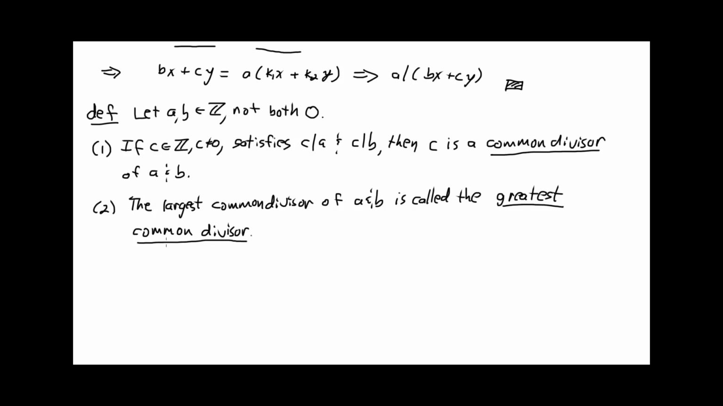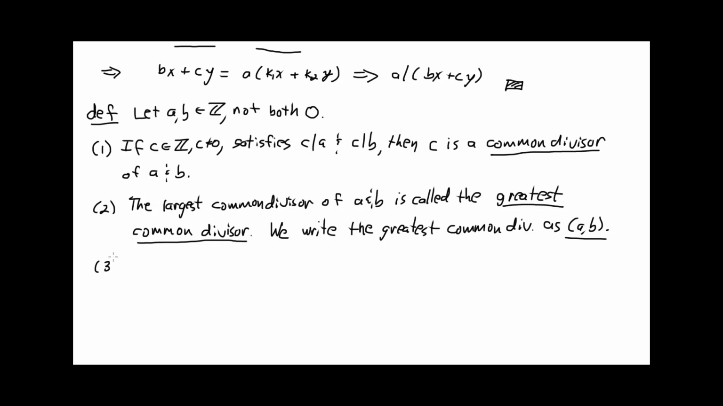The greatest common divisor is just the biggest of them, and we have a special notation for it. It's written with parentheses. So that's the notation. If you put parentheses around two integers like that, then you're talking about the greatest common divisor.